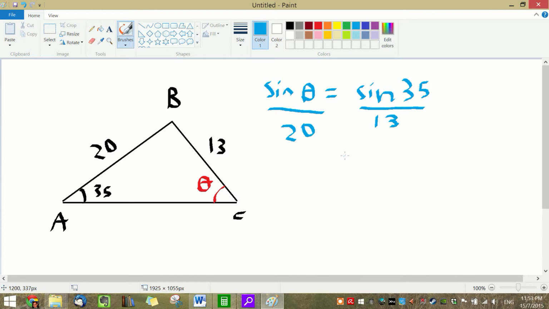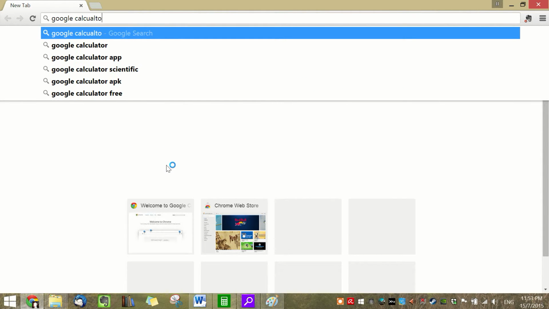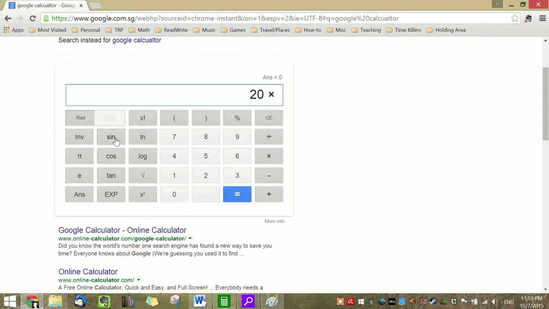Okay, so now we've set it up and you have your calculator. You can find the value of sine theta. Sine theta equals, I'm going to give you a number. In order to calculate this number, here's what you do. It's 20 times sine 35 over 13. I'm going to use my Google calculator. 20 times sine 35, divide by 13. Okay, and so we get this figure, 0.88243.